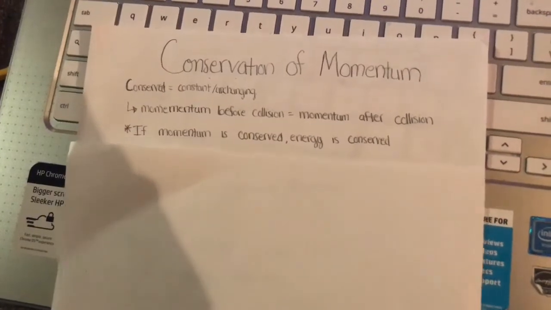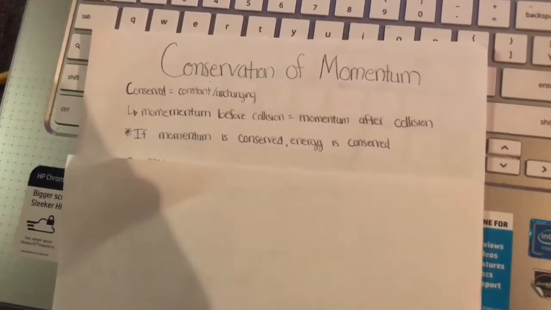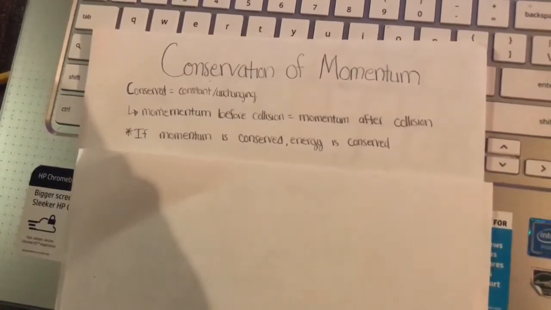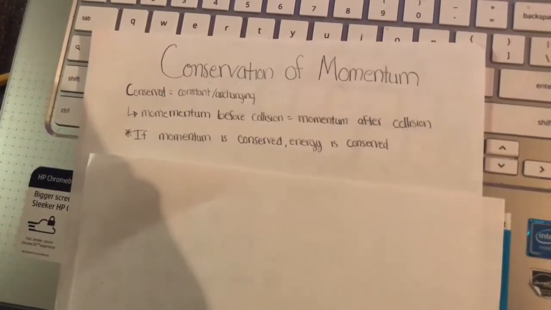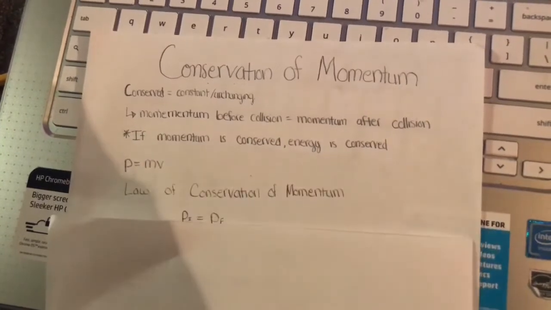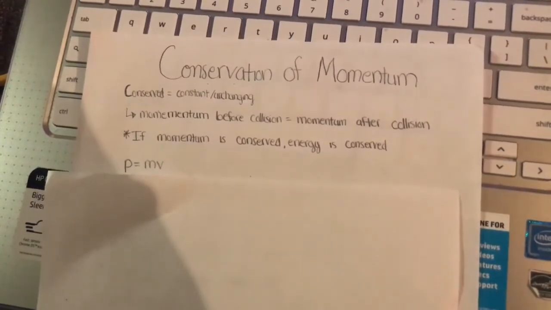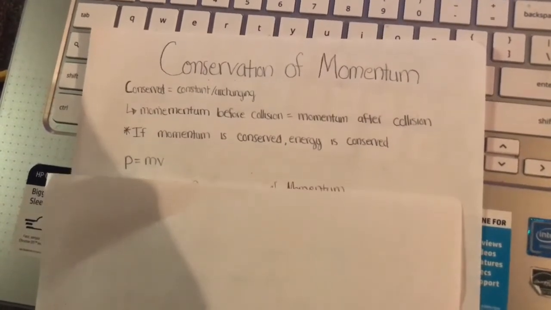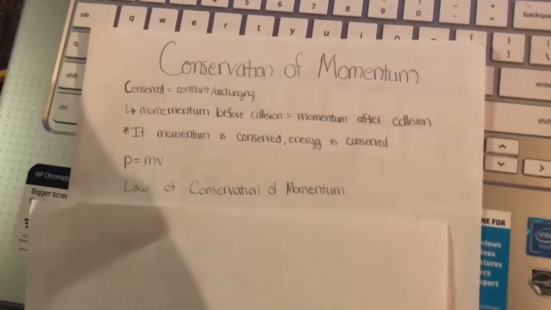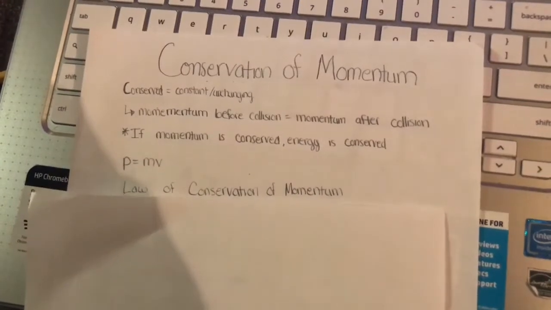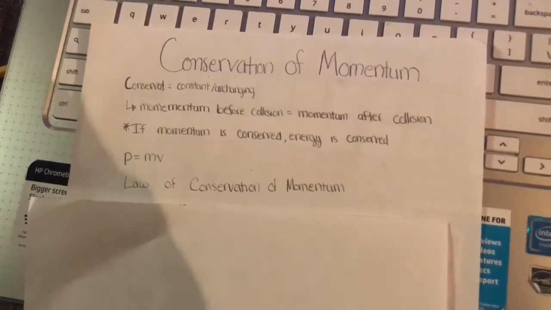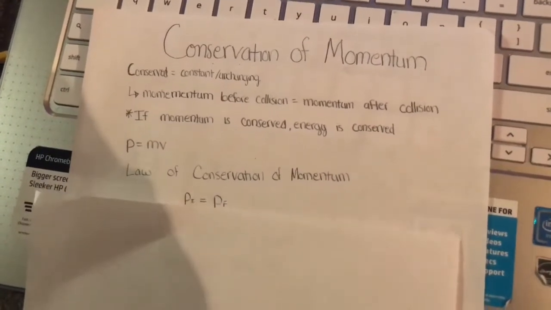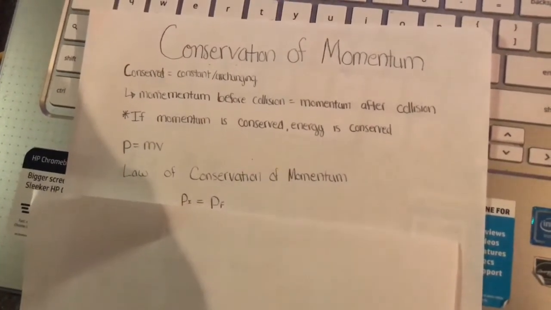Also, something to keep in mind is that if momentum is conserved, then the energy is conserved. That means the net kinetic energy in the system will still be the same. Now, looking at what this means as an equation, we know momentum, p, equals mv, mass times velocity. The law of conservation of momentum is simply saying that your p initial has to equal your p final. What you have at the start needs to be what you have in the finish.